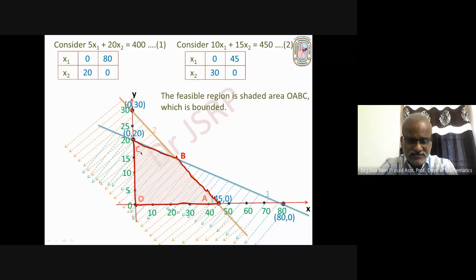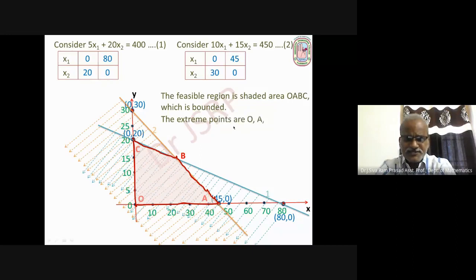Clearly from the graph we can write the coordinates. C is this point, that is 0, 20. O is the origin, 0, 0. A is this point, 15, 0. How do you identify the coordinates of B? Since it is a rough graph, we cannot write the coordinates of B from the graph. These are approximate values. How do you find the coordinates of B? Observe, B is the intersection of this line and this line, that is, the intersection of 1 and 2.